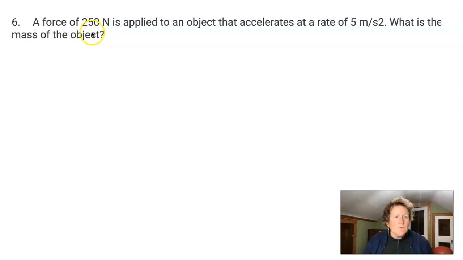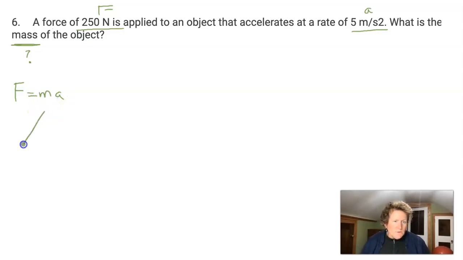In number 6, we are given the force, so we have a force of 250 newtons. We are given an acceleration of 5 meters per second squared, and we want to know the mass of the object, so we're solving for mass. We know our equation is F equals ma. Another way to write that is in a triangle here, with F at the top and m and a at the bottom.